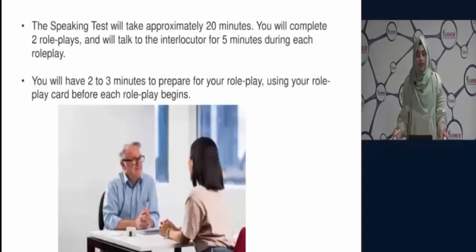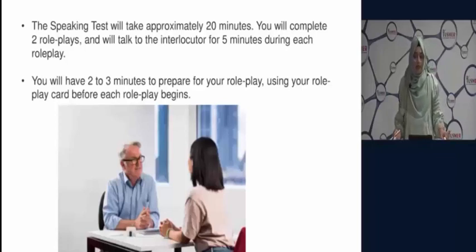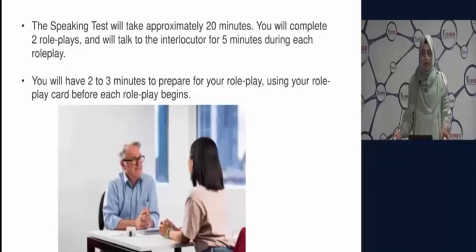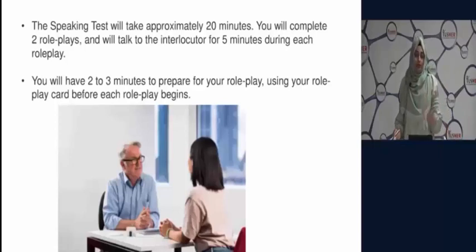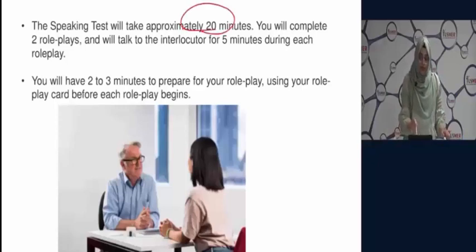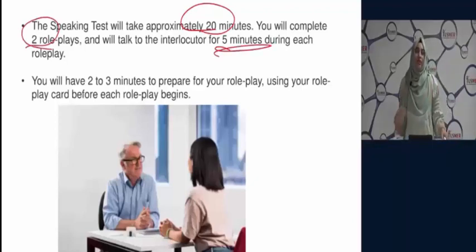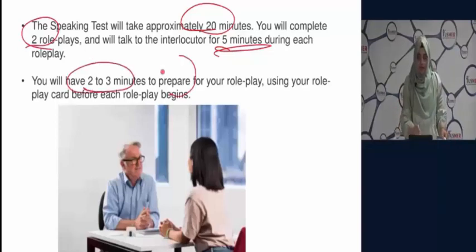The speaking test will take approximately 20 minutes. You will complete 2 role plays and will talk to the interlocutor for 5 minutes during each role play. You will have 2 to 3 minutes to prepare for your role play using your role play card before each role play begins. There will be separate cards for each.